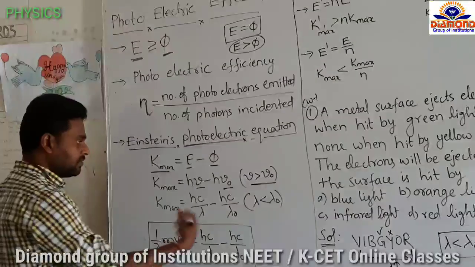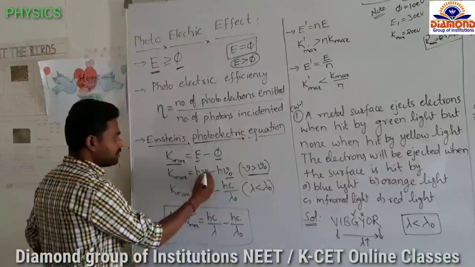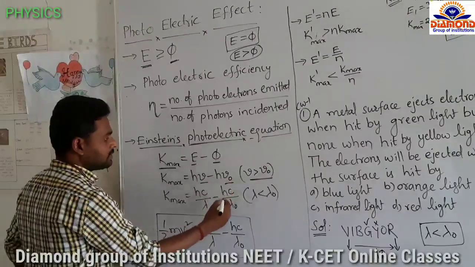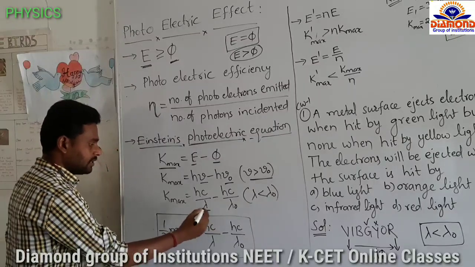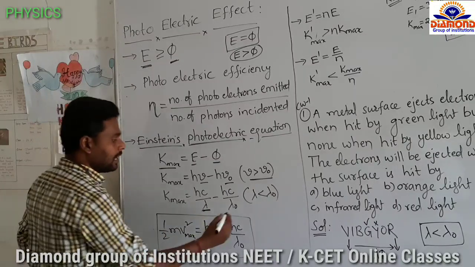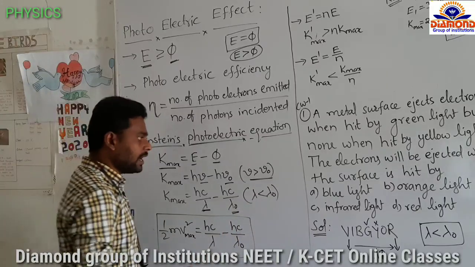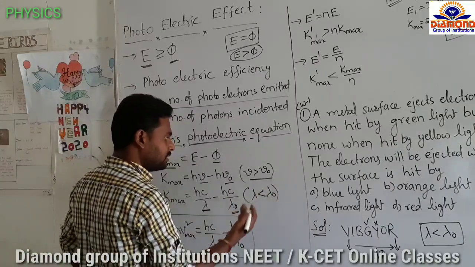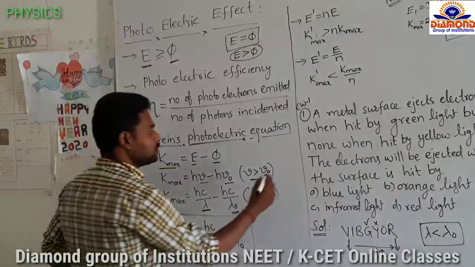Next, simplify this. Nu is nothing but c by lambda. So h nu is hc by lambda, and h nu naught is hc by lambda naught. Here lambda is the wavelength of the photon and lambda naught is the threshold wavelength. If the wavelength of the light is less than the threshold wavelength, then the electron will escape from the metal surface. Remember these two conditions.